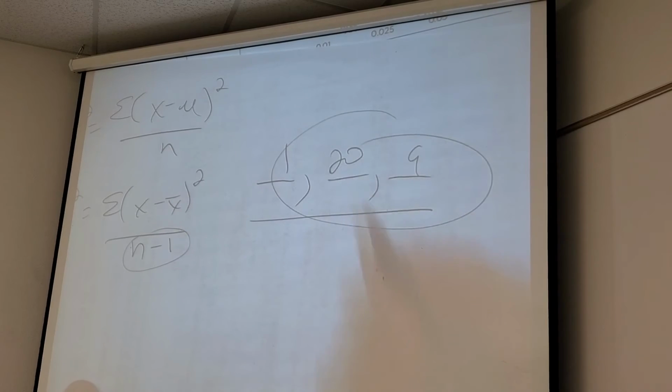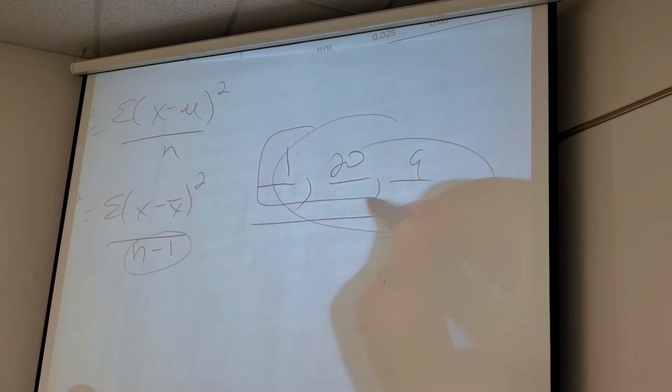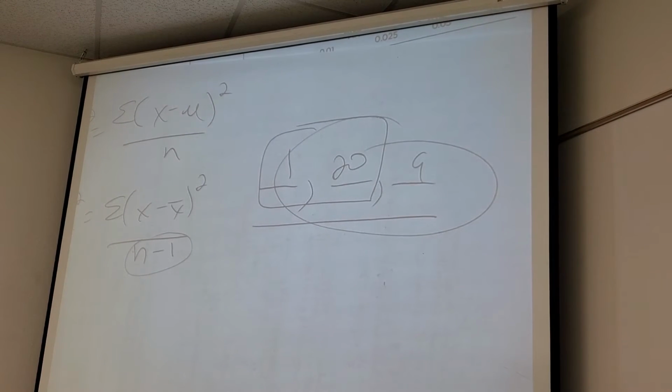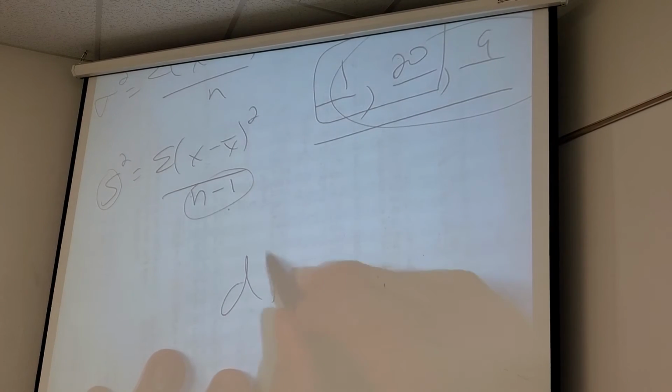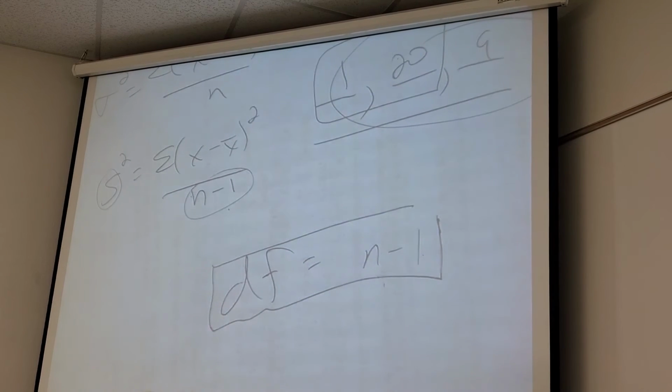So how much freedom did I have? Did I have 3 degrees of freedom? Did I? How much freedom did I have? Just 2. N minus 1. I had N minus 1 degrees of freedom. That's why N minus 1 is called the degrees of freedom. There's a little formula for you. Degrees of freedom is N minus 1.